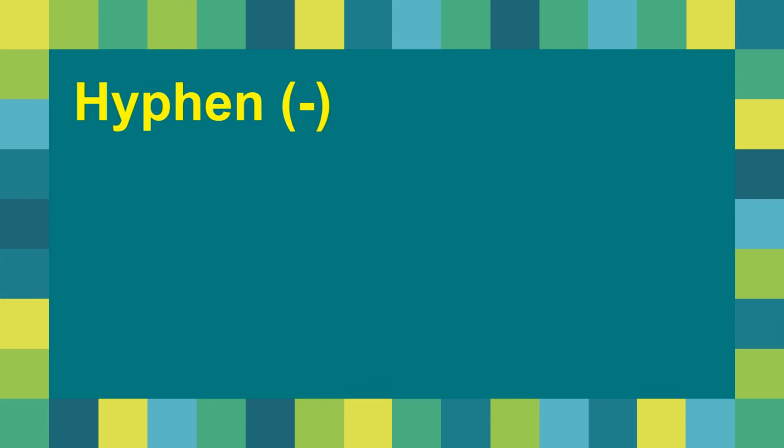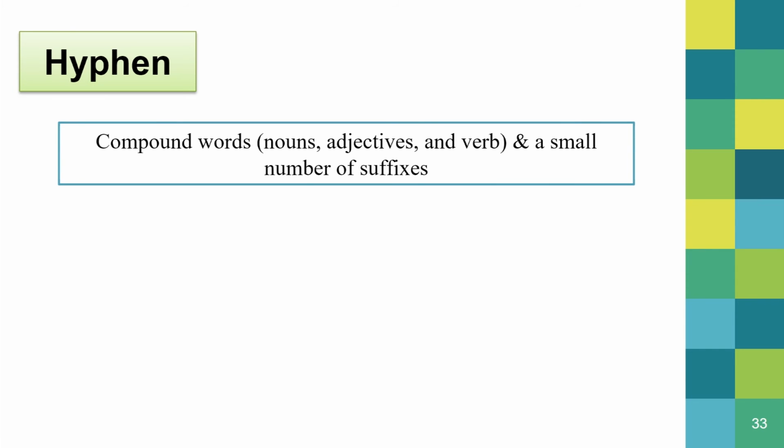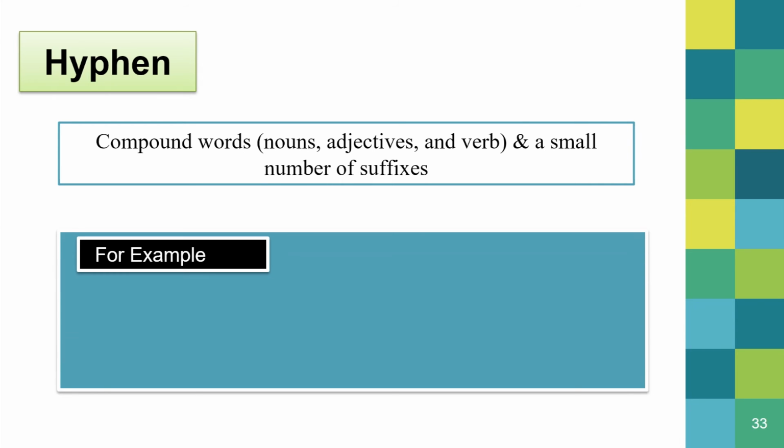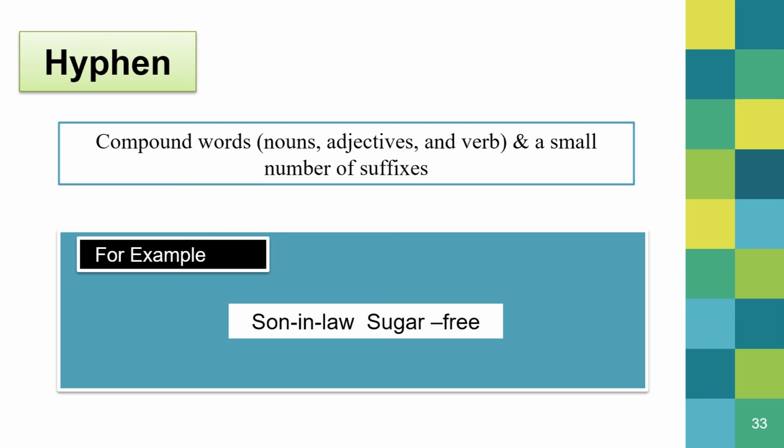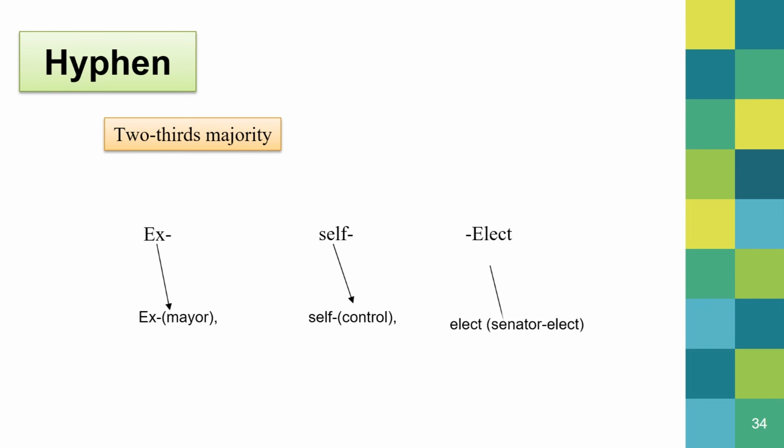Next one is the hyphen. It is similar to the dash but shorter than it, and is used to link words together, most commonly in prefixes, compound words, and a smaller number of suffixes. For example, son-in-law, sugar-free, two-thirds majority, or ex-mayor, self-control, senator-elect. These were some words which use a hyphen.